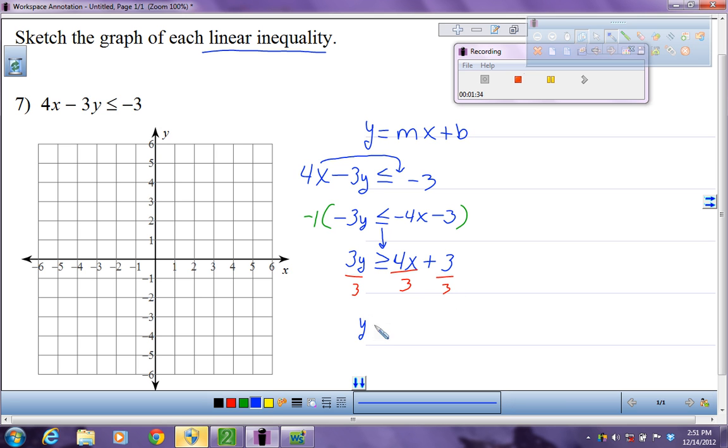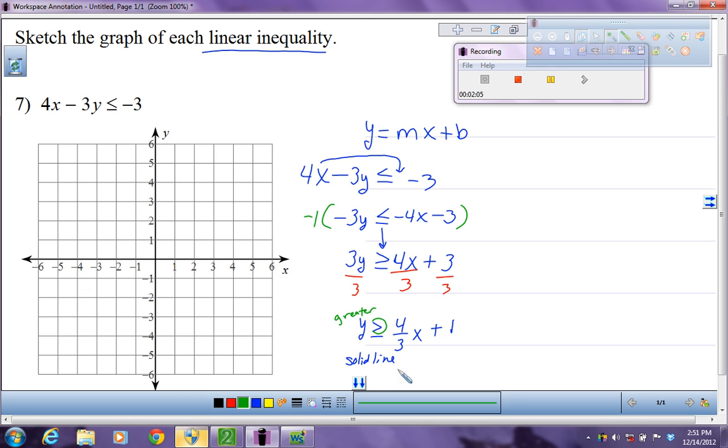You ended up with y is greater than or equal to, I'm sorry, because it turned around, 4/3 x plus 3 divided by 3 is 1. So in this case, because of the equal sign, it's going to be a solid line, right? And kind of like the Pac-Man thing, the Pac-Man is facing the y and you're guiding yourself by the y. So therefore that makes my y greater, right?